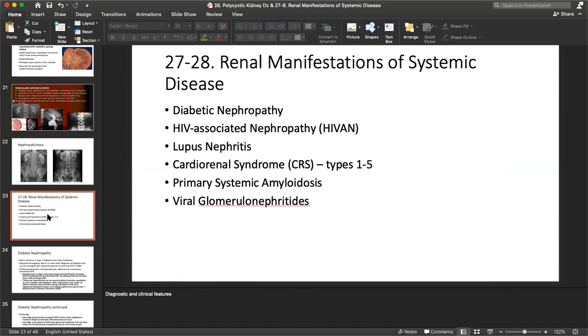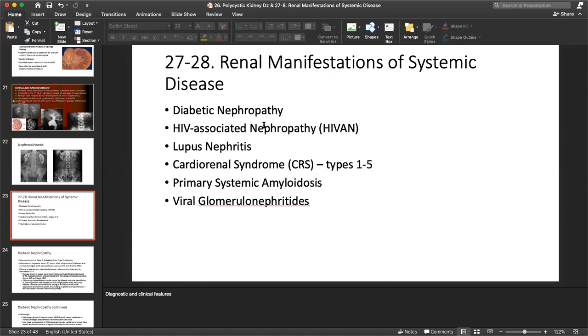Okay, so that was it for our polycystic kidney disease lecture. And now we're going to go through 27 and 28, which is renal manifestations of systemic disease that Dr. Cope went over. So I thought that this was probably the hardest, just because I didn't know how she was going to test. She's sort of picky. She has hard things, but I'll try my best.